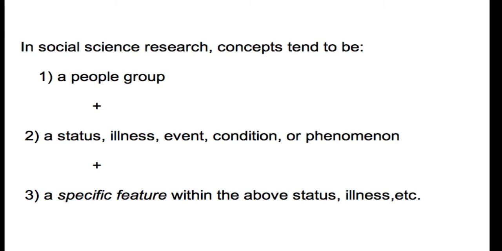In social science research, concepts tend to be a people group, dealing with a status, illness, event, condition, or phenomenon. And then the research is going to focus on a specific feature or element or a specific angle within the above status, illness, event, condition, or phenomenon. Let me show you how this plays out.